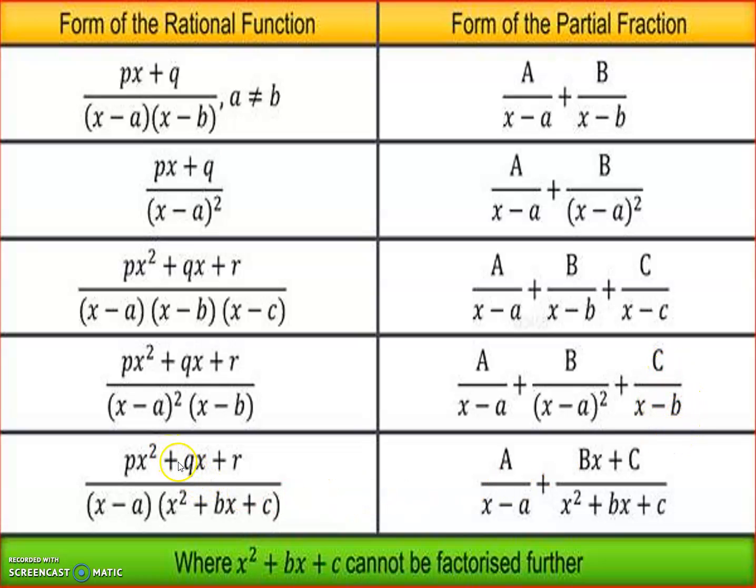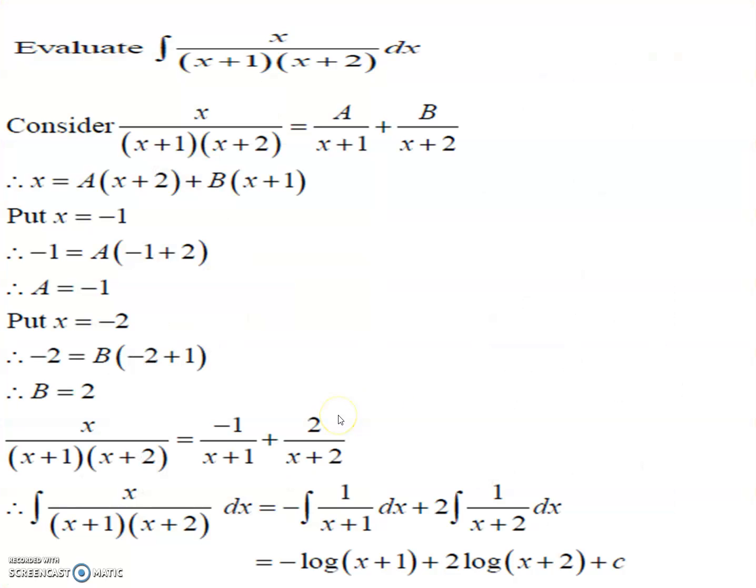Now, last but not least, px square plus qx plus r upon x minus a, x square plus bx plus c. It is capital A upon x minus a plus capital Bx plus C upon x square plus bx plus c. Be careful: x square plus bx plus c cannot be factorized further. That means this quadratic equation has no real factors. So we have to take examples based on this.